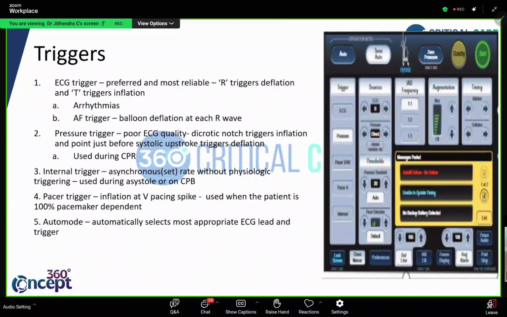Okay, so these are the commonly used triggers. I told you ECG trigger is the commonest. Next commonest is pressure trigger, mainly used when ECG is not reliable or during CPR. Internal trigger is used when there is asystole and the patient is on cardiopulmonary bypass. Pacemaker trigger is used when the patient is on a pacemaker. Auto mode is used when somebody with less knowledge about IABP is handling the machine. Or when your patient is in cardiac arrest and you don't know what to do, just put it on auto mode, it will take care. Okay.